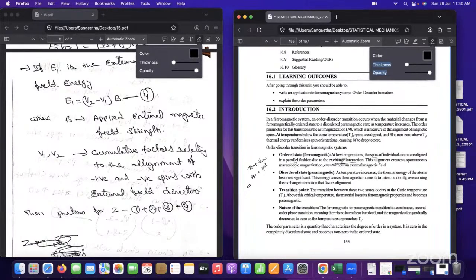స్పిన్స్ అన్ని ప్యారలల్ అరేంజ్మెంట్ ఉంటాయి. So there is a magnetization M value, some value ఉంది మనకి. వితౌట్ ఫీల్డ్ అప్లై చేయకుండానే మనకు సమ్ మ్యాగ్నెటిక్ వాల్యూ ఉంది. దట్ ఈజ్ అబౌట్ ద ఆర్డర్డ్ స్టేట్.